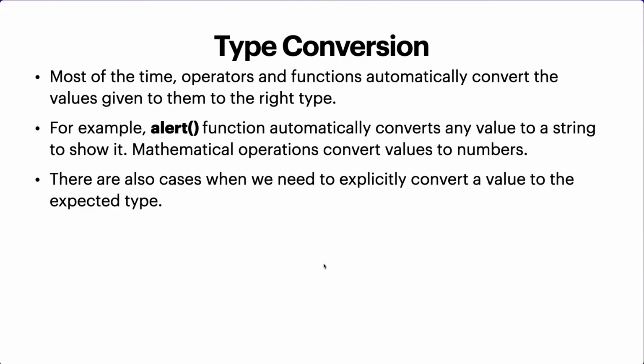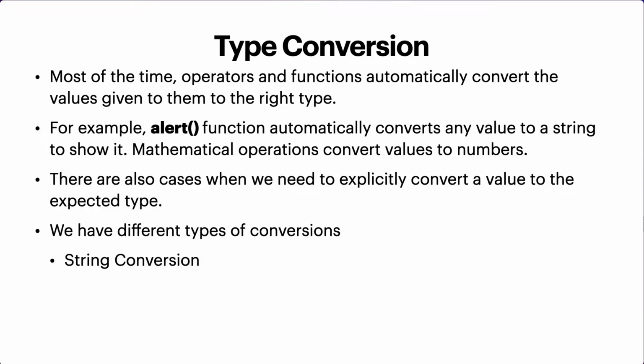There are also cases when we need to explicitly convert a value to the expected type. For example, in real-world applications we may want to convert a string into a number, or a number into a string, or a boolean into a string, or whatever we want to do. So we have different types of conversions: string conversion, numeric conversion, and Boolean conversion. Let's learn all of them one by one.